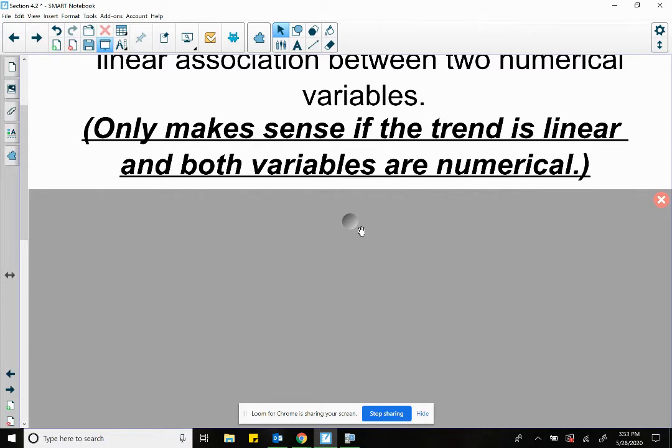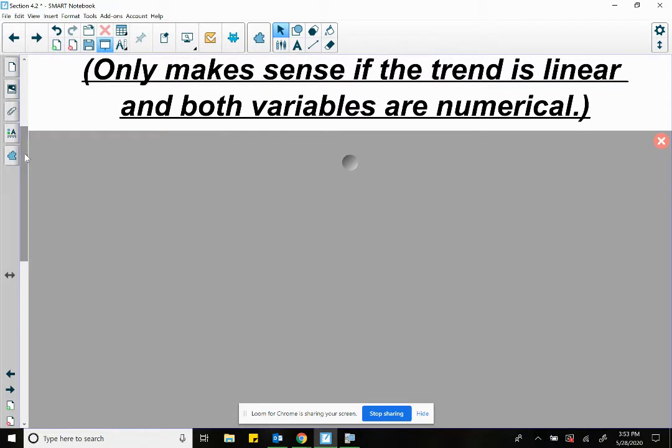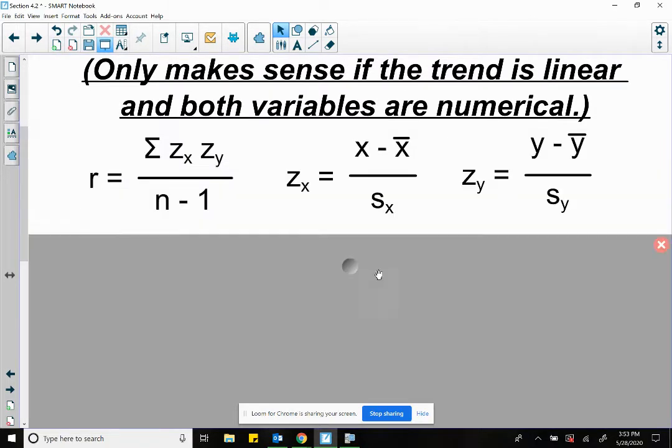All right. So how do we find this correlation coefficient? It looks like this. R represents the correlation coefficient. What you're going to do is add all of the products of the z-score of every x and the z-score of every y, and then take that answer and divide it by n minus 1. That formula is nuts.